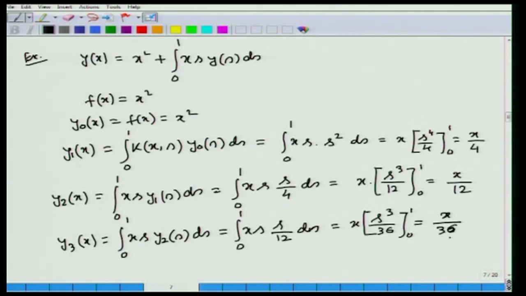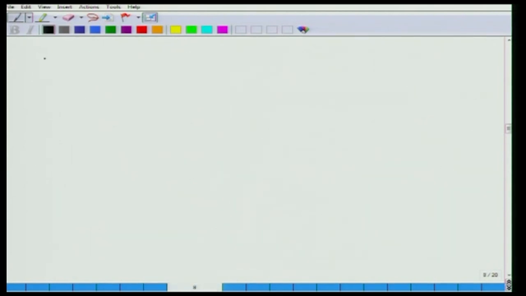So, therefore, the second iterate y2(x) is x by 12, which can be written as x by 4 into 3. Then the third iterate y3(x) is x by 36. So, that can be written as x by 4 into 3 square. Now, if we consider the infinite sum, then we will be having y(x) equal to x square, this is actually y0(x), plus y1(x) which is x by 4, plus y2(x), x by 12, plus y3(x), x by 36, plus so on.